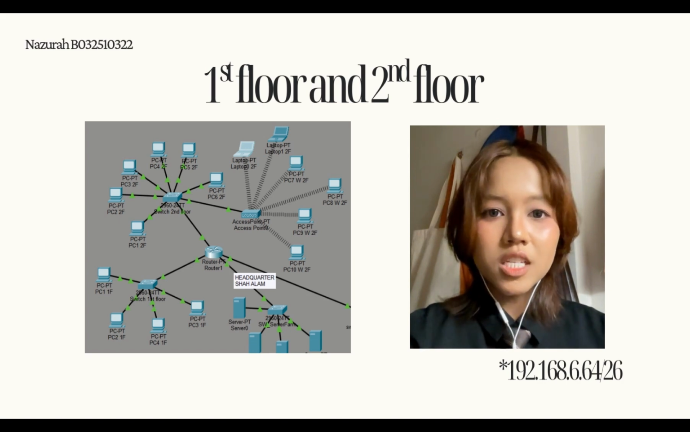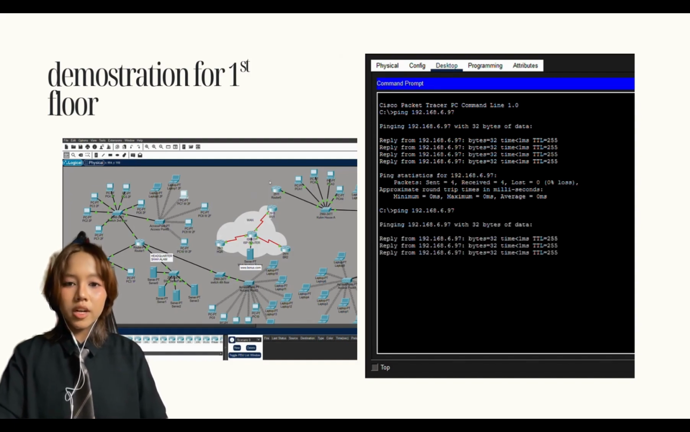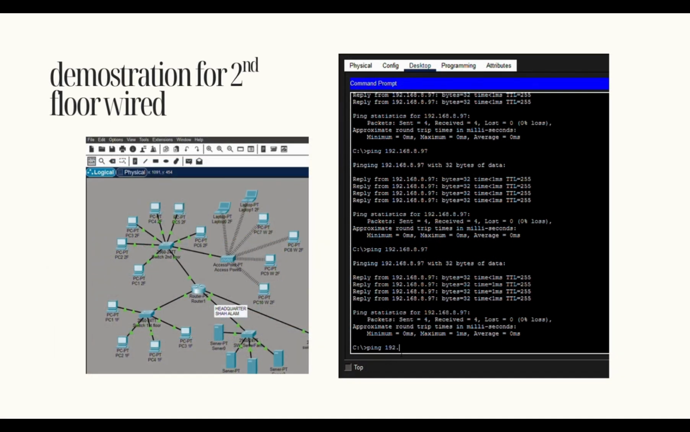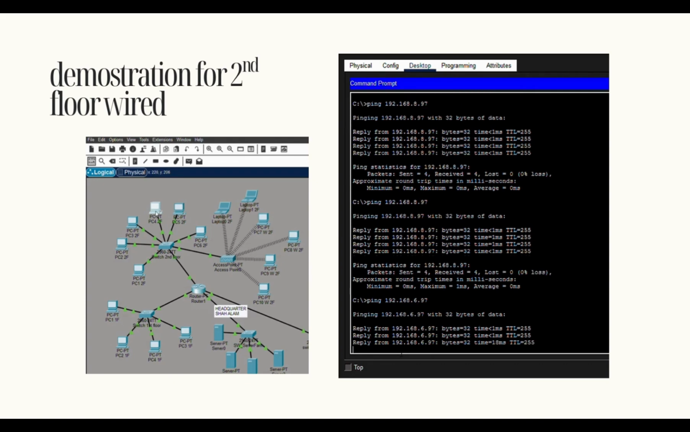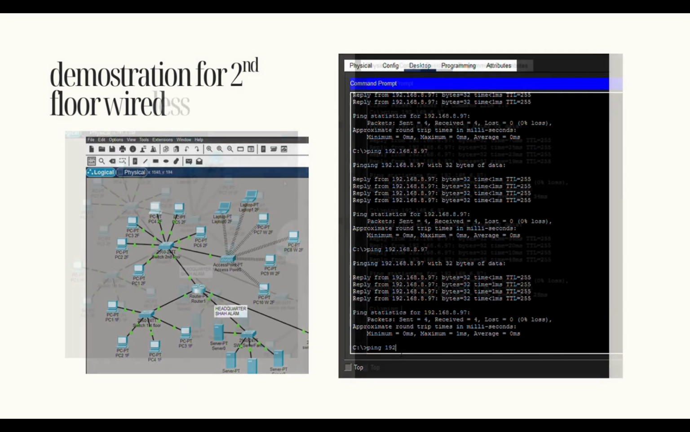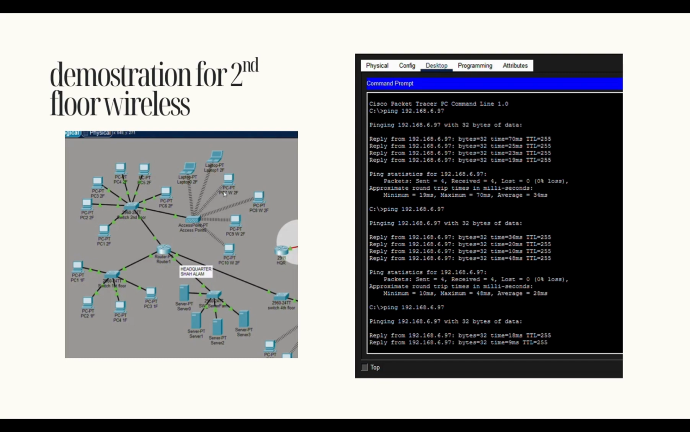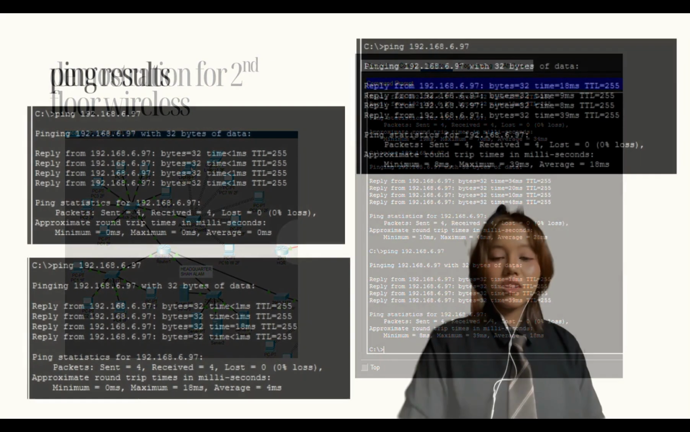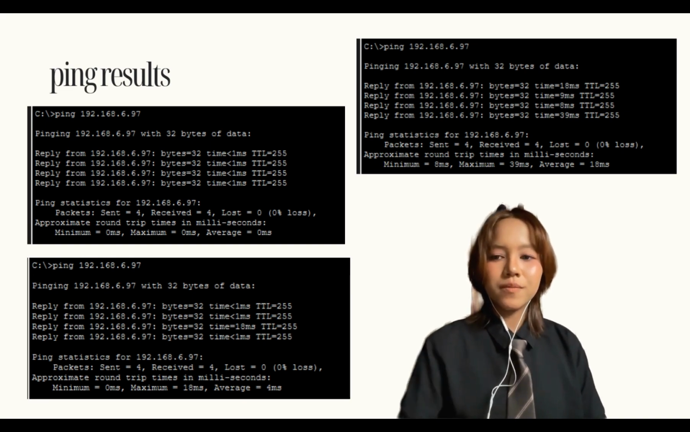point. All devices can communicate successfully, which I will demonstrate using ping. I will now demonstrate connectivity by pinging between devices to verify that the network is functioning correctly. The ping results show successful communication with 0 packet loss, confirming that the devices are properly connected and configured.